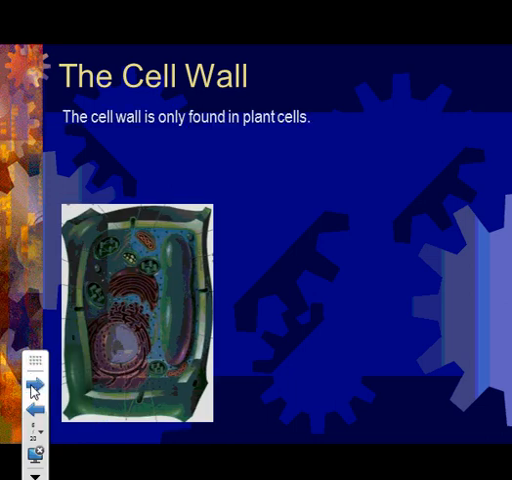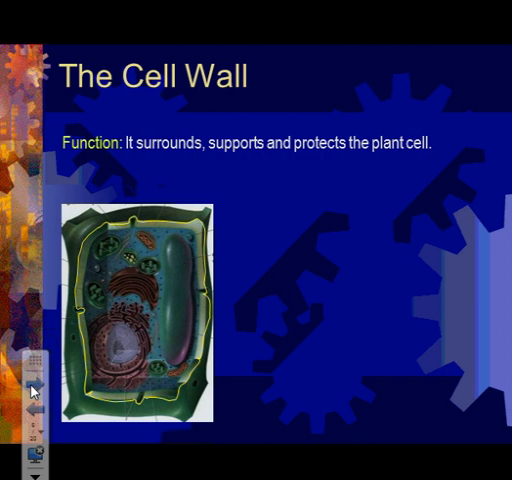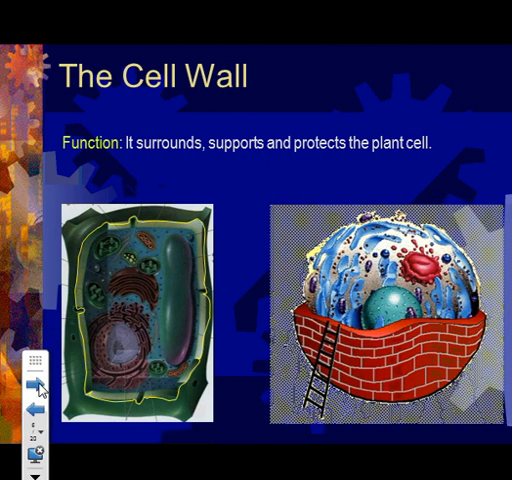In this plant cell, we see the cell wall around the outside. It's this thick layer around the outer edge of the cell. This is the part you copy down. It surrounds, supports, and protects the cell. In our cell factory, the analogy would be it's like a security wall.